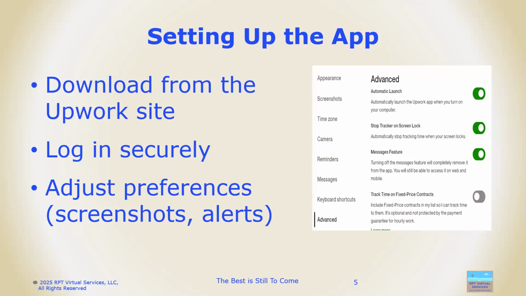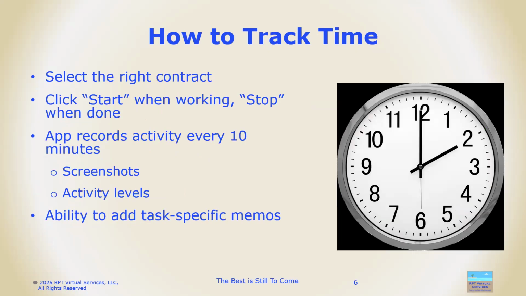So, just getting started, how do you set up the app? You simply download it from the Upwork site. You log in using your Upwork login, and then you can adjust the preferences. There are a number of preferences, including when you get notifications, some tweaks on the screenshots and things like that. Most people use the defaults, but a client may specifically ask you to do something different on your settings.